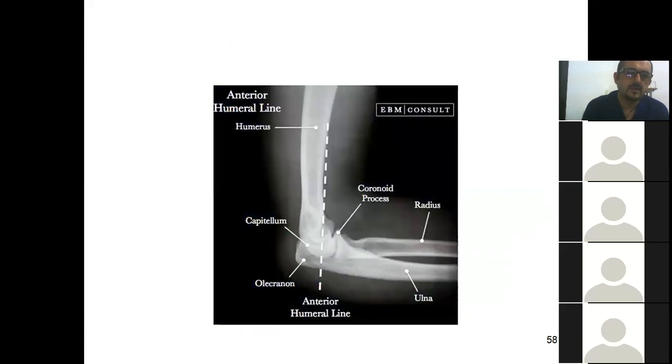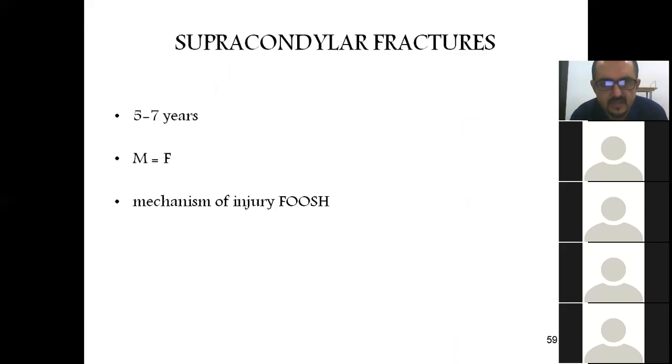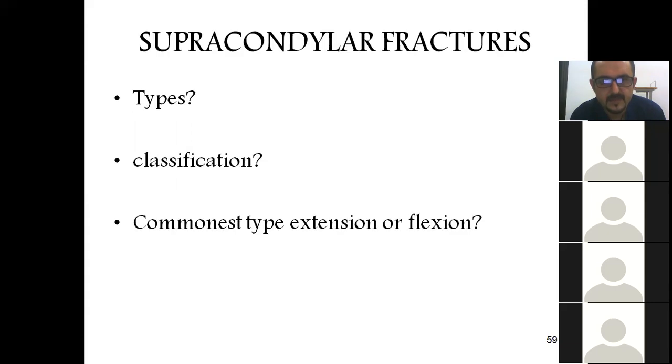In the exam they can ask you to draw lines or identify the findings: where is the coronoid process, where is the capitellum, where is the olecranon, and then your discussion with the supracondylar fracture may start. So supracondylar fracture, the epidemiology is 5 to 7 years, male to female equal incidence, and the injury is a fall on an outstretched hand.